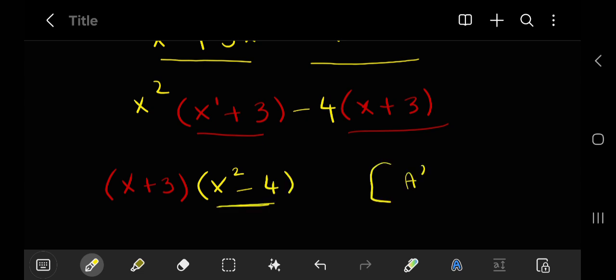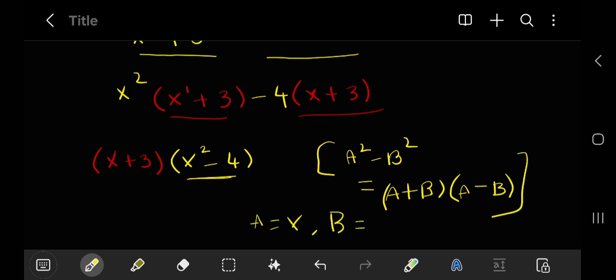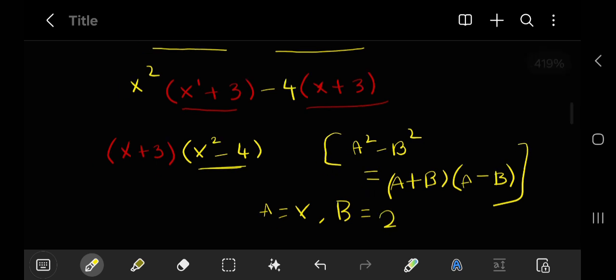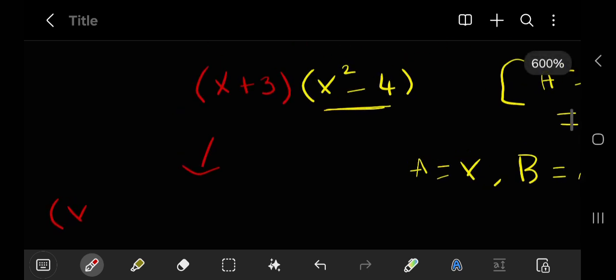Yeah, we are halfway. Now the second term I can factorize by using one identity: a square minus b square is equal to a plus b into a minus b. Okay, so let's identify a and b. My a here is x, my b here is 2.